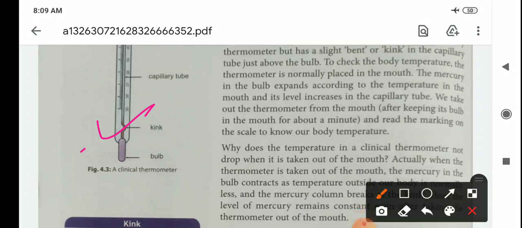To check the body temperature, the thermometer is normally placed in the mouth. The mercury in the bulb expands according to the temperature in the mouth and its level increases in the capillary tube. We take out the thermometer from the mouth after keeping its bulb in the mouth at least 1 minute, and read the marking on the scale to know our body temperature.